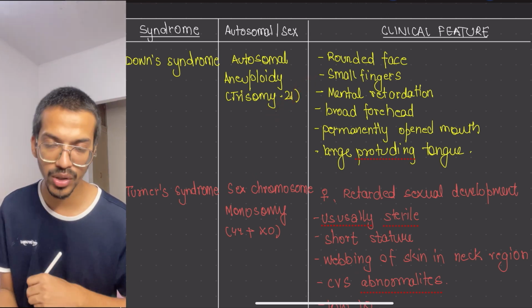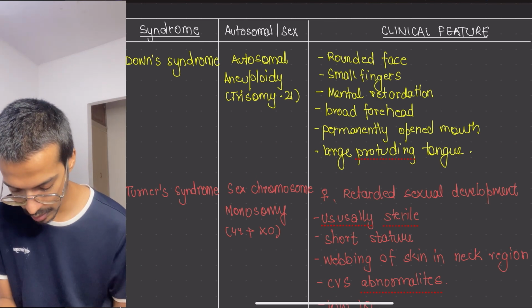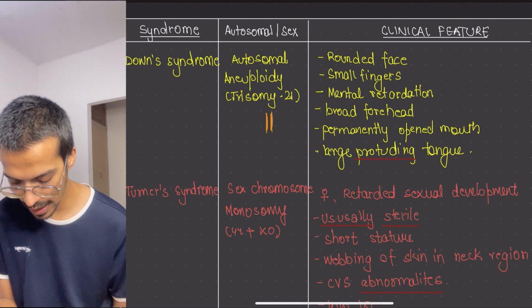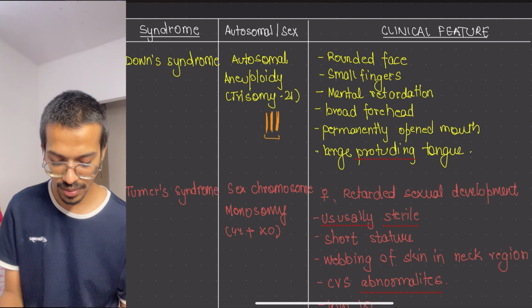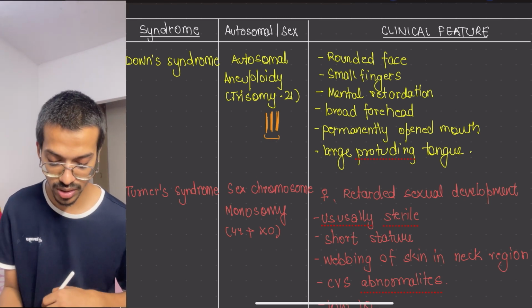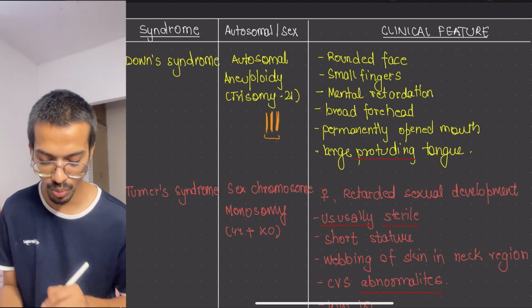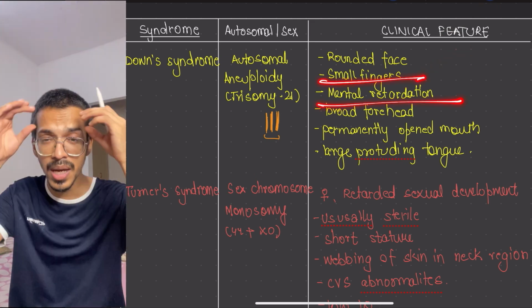is chromosome 21, which will have 3 copies, 3 variants of it. So if this is chromosome number 21, they have 3 in number, okay. Then coming back to what happened in their case, there are very characteristic features: a reduced rounded face, their facial expressions are not much there, small fingers, mental retardation, big forehead.